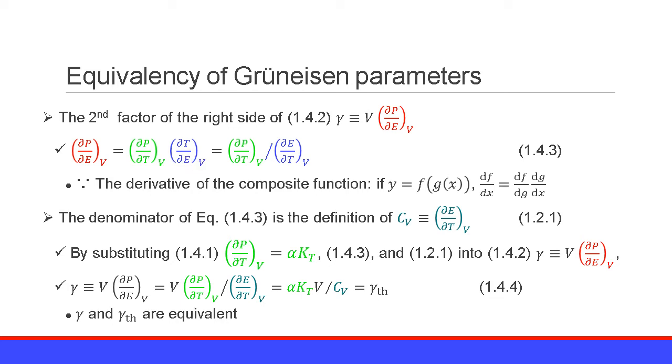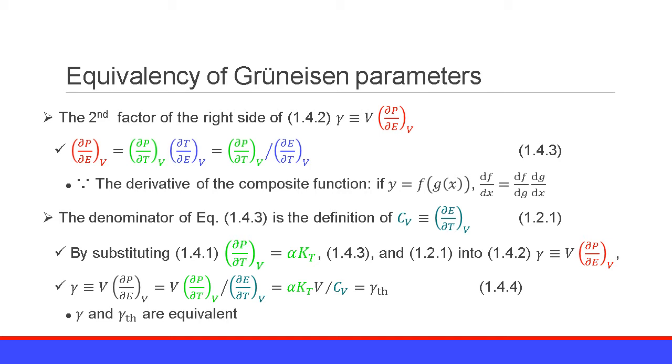This formula is obtained by the derivative of the composite function, namely if y equals the function f of the function g of x, the derivative of the function f with respect to the parameter x is equal to the derivative of the function f with respect to the function g times the derivative of function g with respect to x.